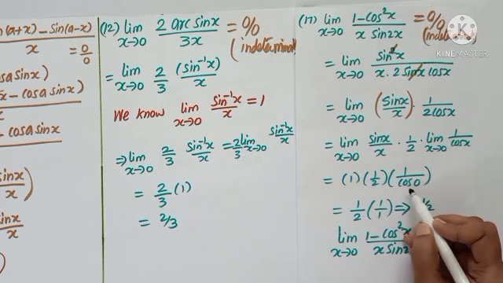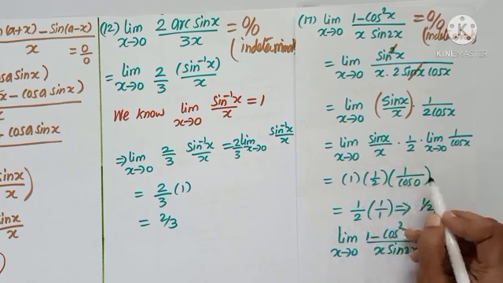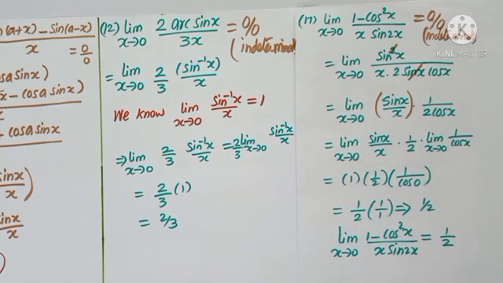Cos 0 is 1, so the entire limit reduces to 1 by 2, and that is the answer.